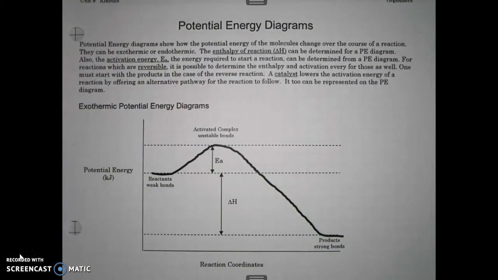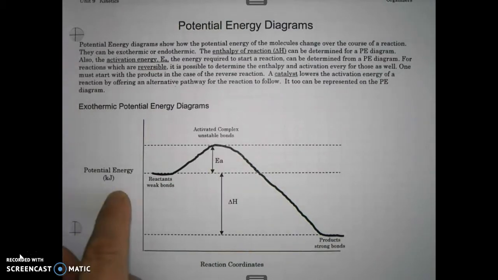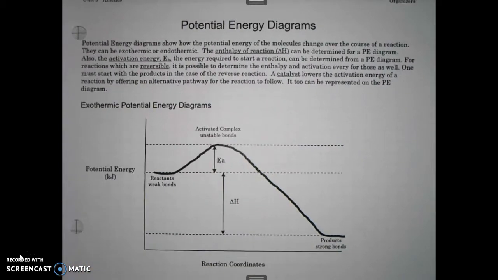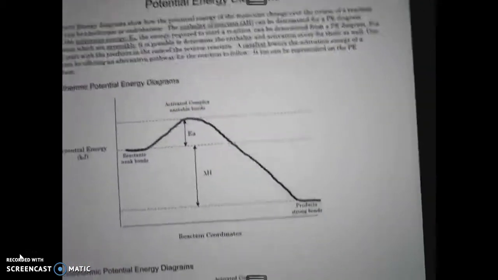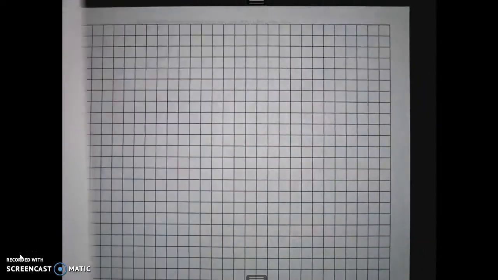So you can see that we've got potential energy on the y-axis. We've just got the reaction coordinates on the x-axis. So reactants to products you should recognize. There's going to be a lot of other things that we can use the potential energy diagrams to identify. So I'm actually going to start with a blank one. You've got the ones that already show things labeled and so forth, so there's a little less work that you have to do because you can label the one that's already there.